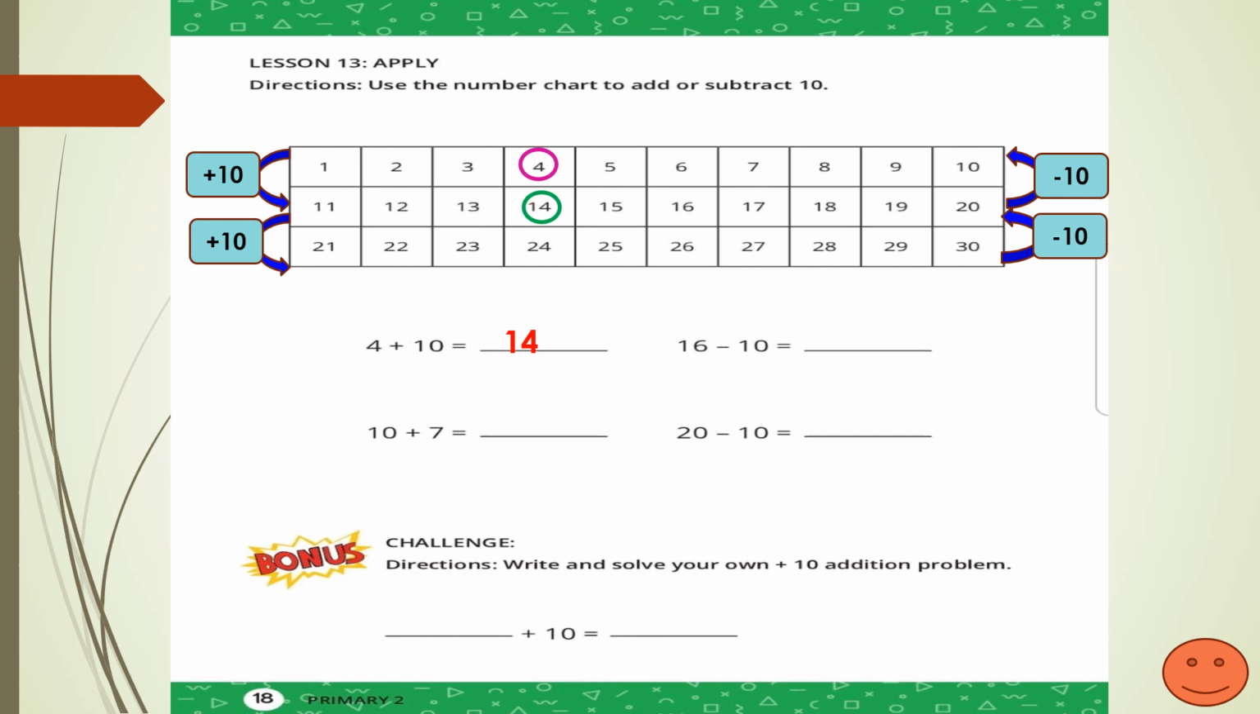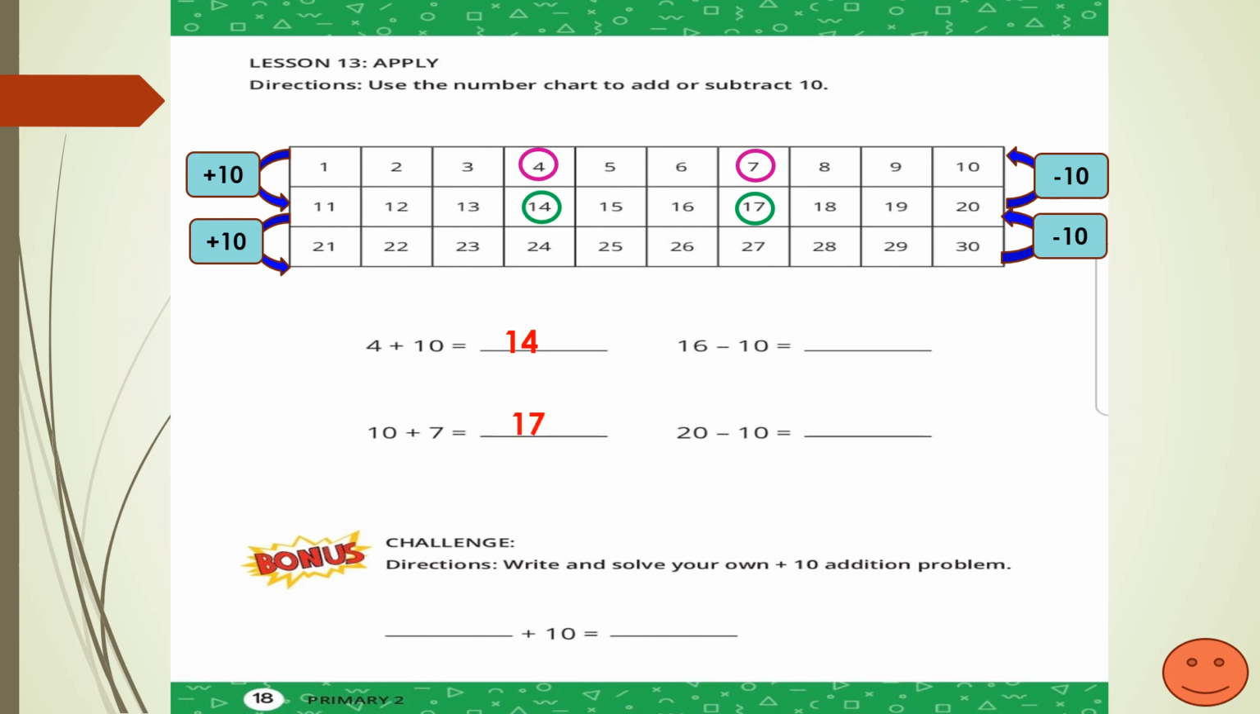The next problem, 10 plus 7. First, you have to place 7 on the number chart. Here is 7, okay? And we are adding 10, so we will count on, not back. 7 plus 10 equals 17, so the result equals 17.